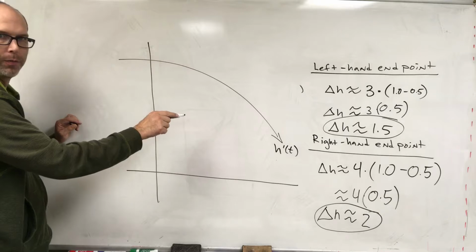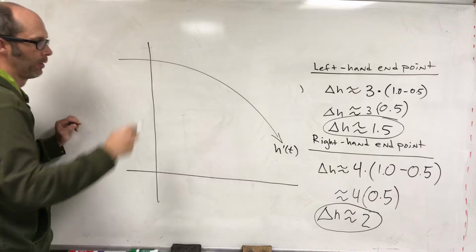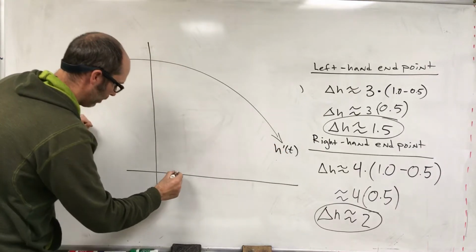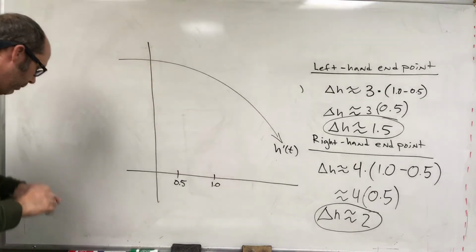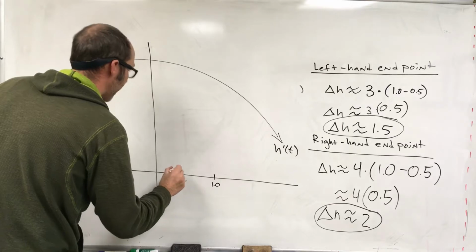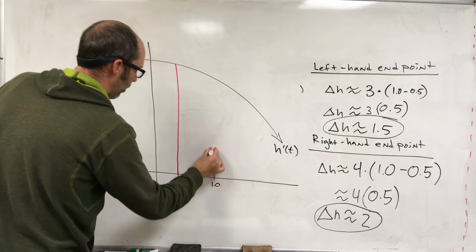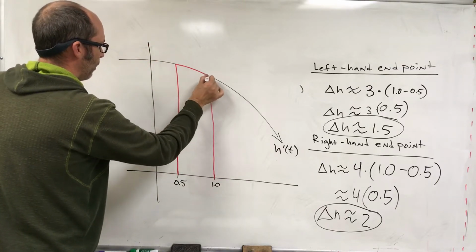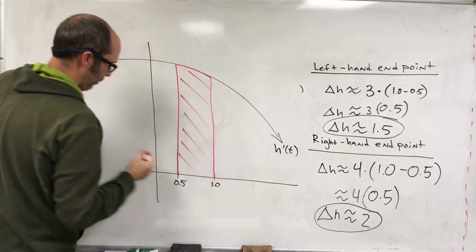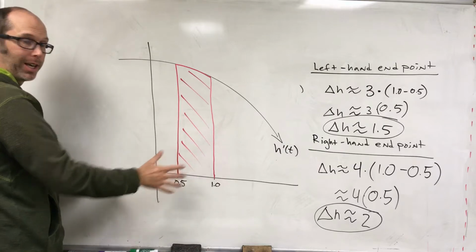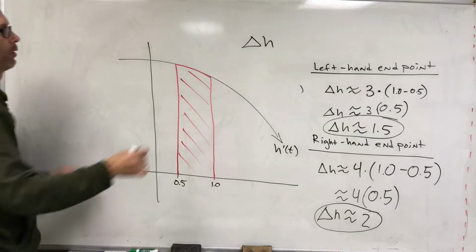In my first drawing, h prime was increasing, right? It was an increasing function. Here, h prime is decreasing. So the actual change, or the exact change, is this area here, right? This is delta H. This area here is delta H. Delta H equals this red area, okay?